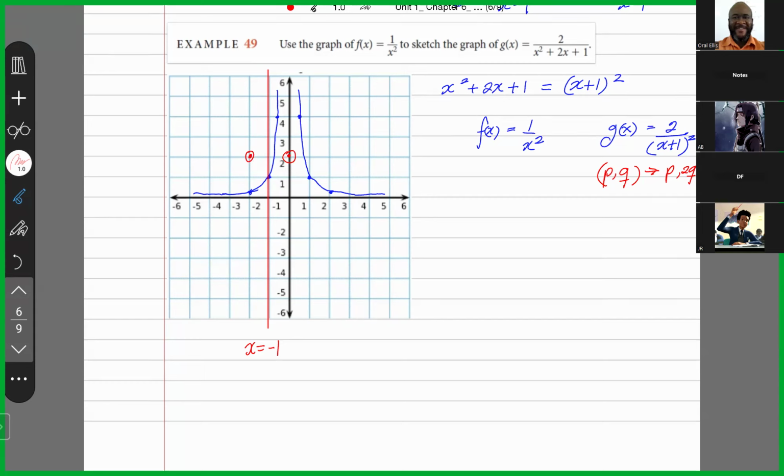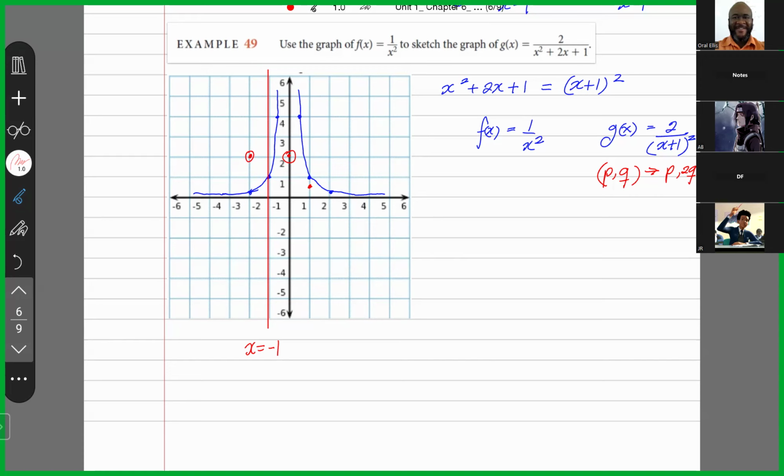The point (2, 1/4) is going to move 1 unit to the left, and then multiply 1/4 by 2, you're going to get 1/2. So (2, 1/4) is going to move and become (1, 1/2), which is here.